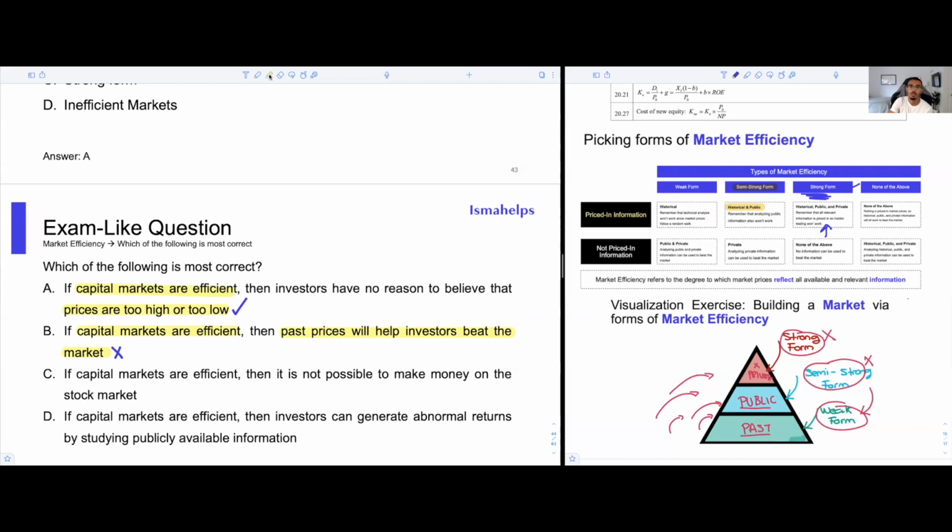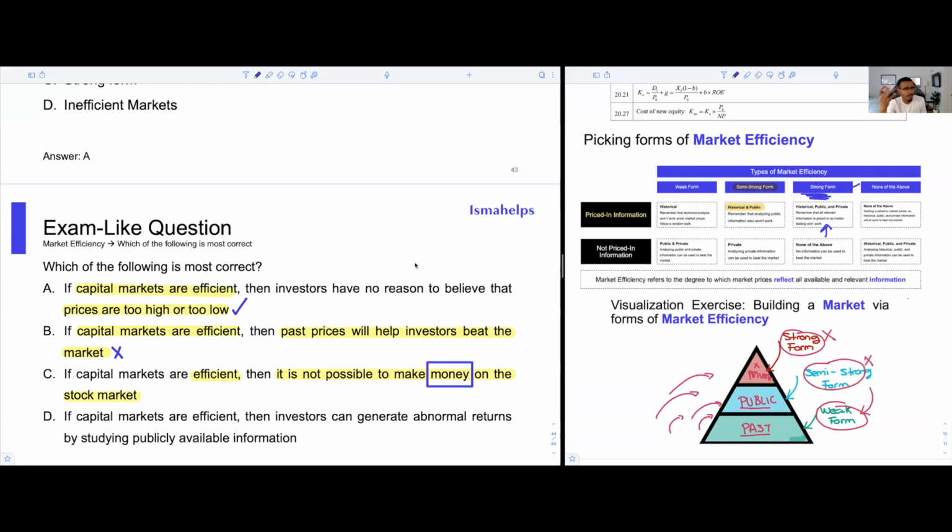All right, now let's move on to C. If capital markets are efficient, then it is not possible to make money on the stock market. Now, this is actually interesting because some students will read this and say, oh, well, you can't make abnormal returns. But that's not what the question is telling you. Option C is not saying that you can't make money at all. It's not saying that you can only make zero returns. If a capital market is efficient, it's only telling you that you cannot make abnormal returns. In other words, that you cannot make an alpha.